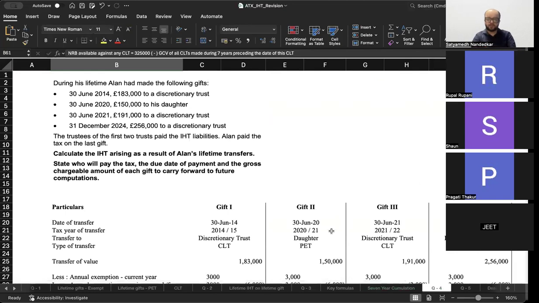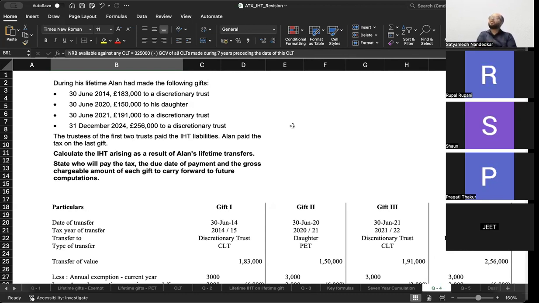Let's look at a simple situation where we are talking about 4 gifts. During his lifetime, Alan had made the following gifts. I'm not writing it down, I will just discuss the solution. Alan made the following gifts. 30th June 2014, 183,000 to a discretionary trust. 30th June 2020, 150,000 to his daughter. 30th June 2021, to a discretionary trust. 31st December 2024, 2,56,000 to a discretionary trust.